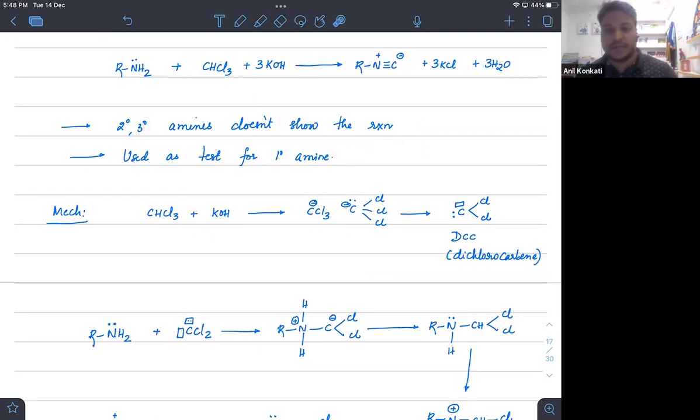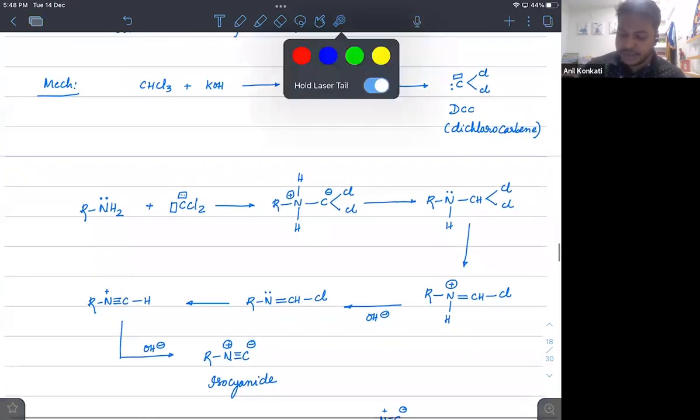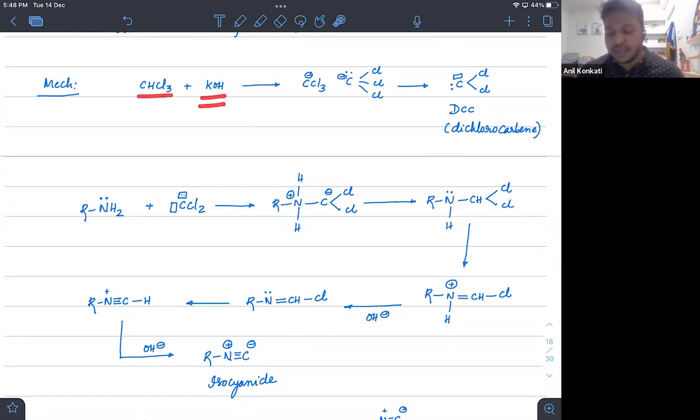This is used for the test of 1 degree amine, right? So honestly, we do not require the mechanism for it, but I'll just brief you around once, to see how exactly it is being done. Suppose you take CHCl3, chloroform, in KOH. Chloroform in KOH is pretty much like an acid base reaction. So OH minus will take H plus from here and release H2O, and we'll have CCl3 minus, and CCl3 minus, because of the chlorine crowding, is unstable. So there is an E1CB type of mechanism.